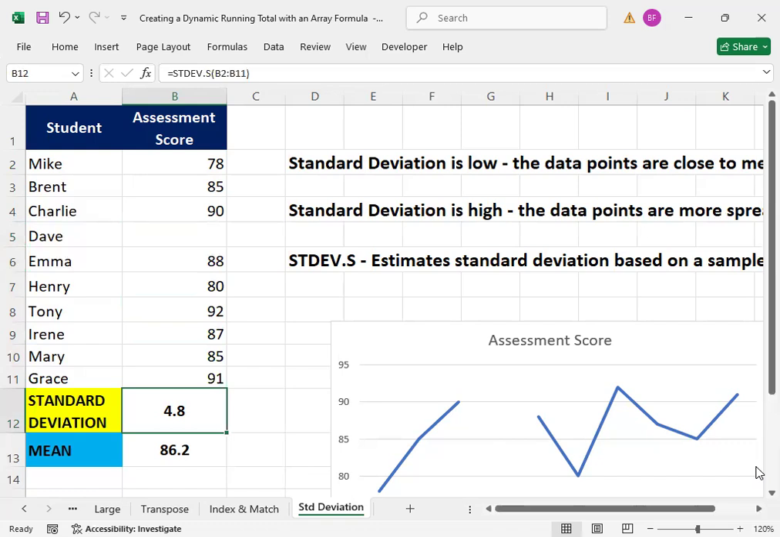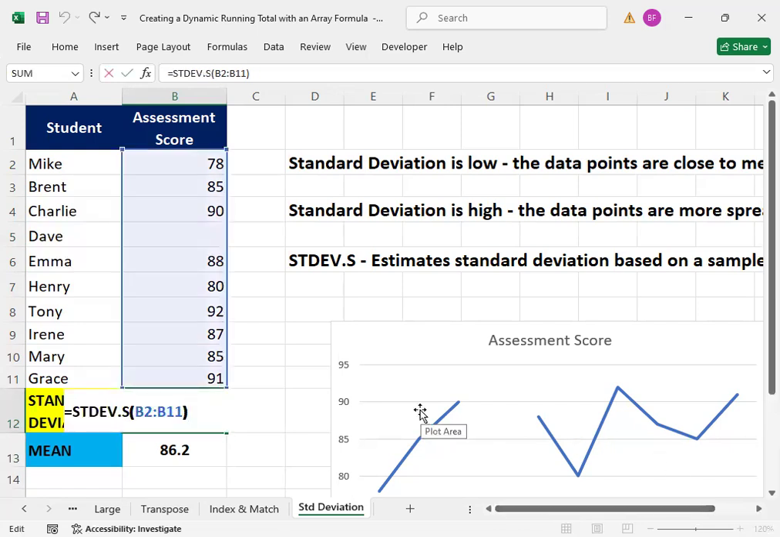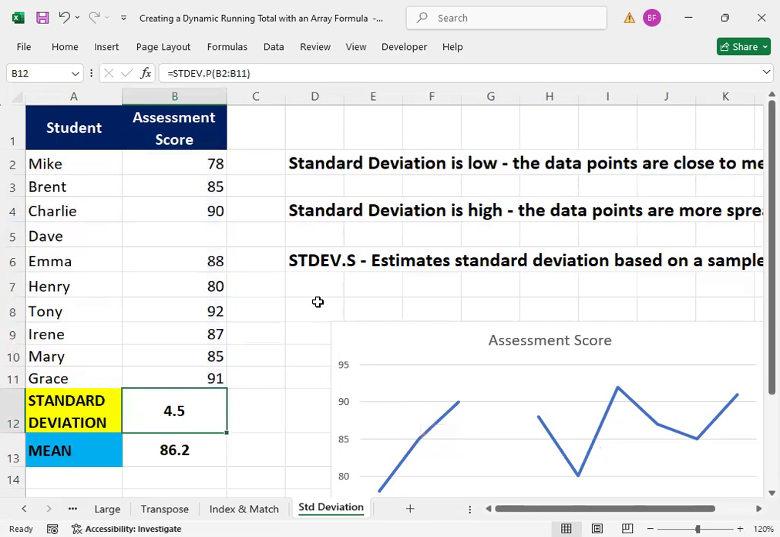So if we were analyzing an entire population, we would use the STDEV.P function instead of STDEV.S. The process is exactly the same, just replace the function in the formula with P. So what I'm going to do is change this S to P to get the population. The result would be 4.5.